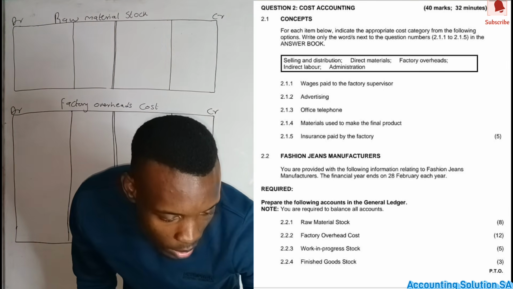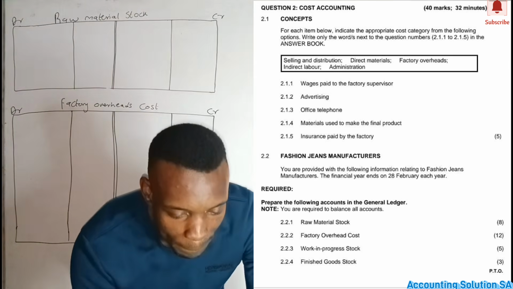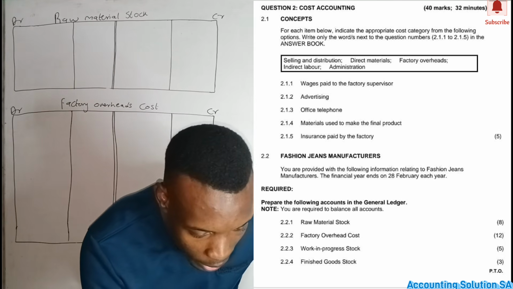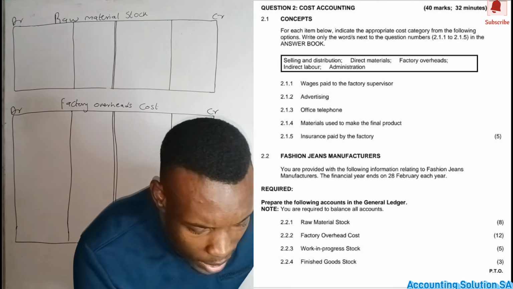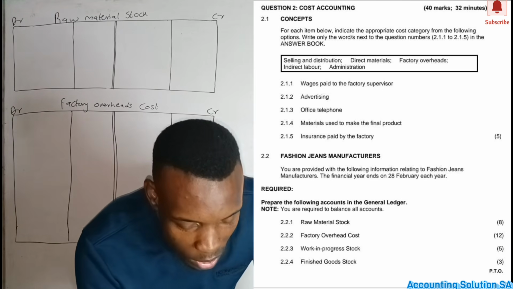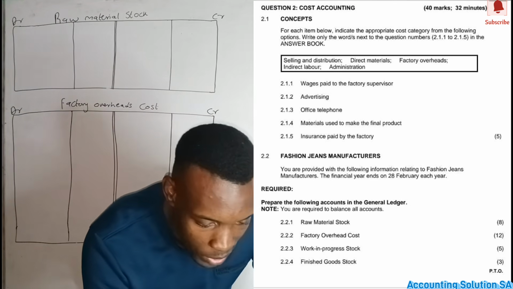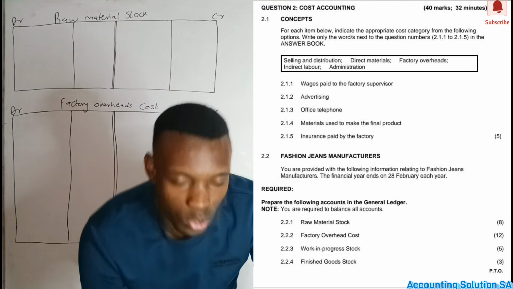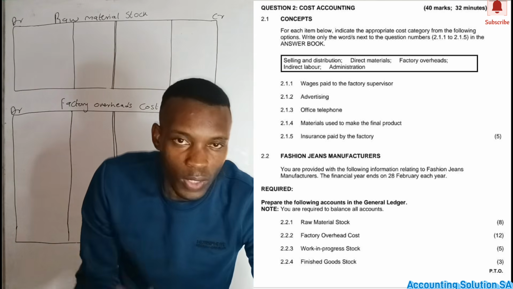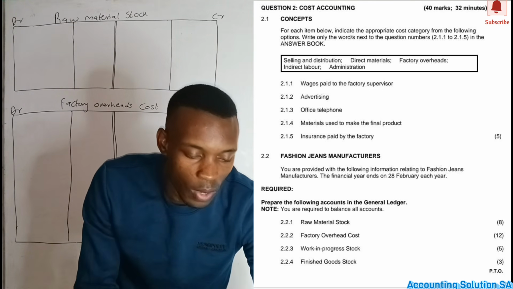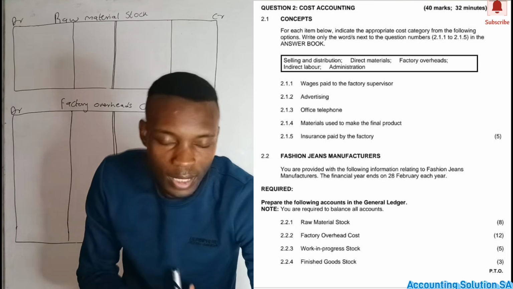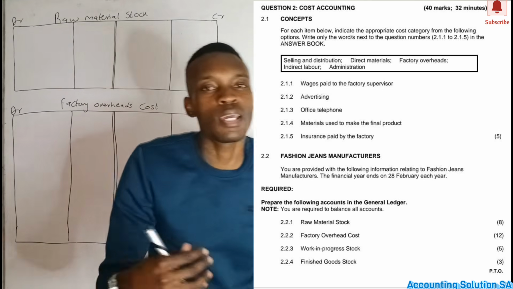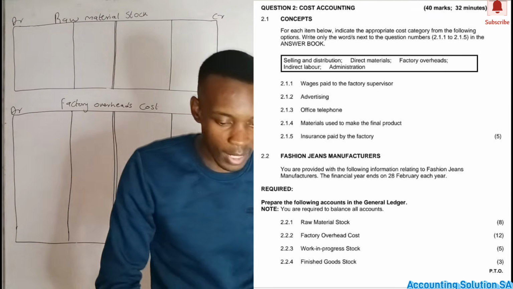So question one is a question where we just have to pick the correct answer. Then 2.1.1 says a wage paid to the factory supervisor. We have to choose between selling and distribution, direct material, factory overheads, indirect labor, and administration. It's very important before you start with cost accounting that you first know the keywords. You must first understand what falls under selling and distribution. If we are talking about selling and distribution, it's everything that's related to sales.